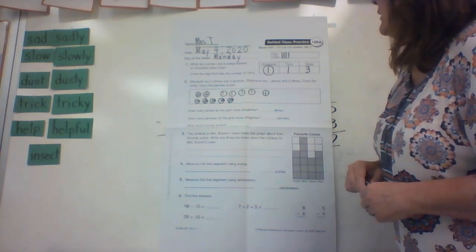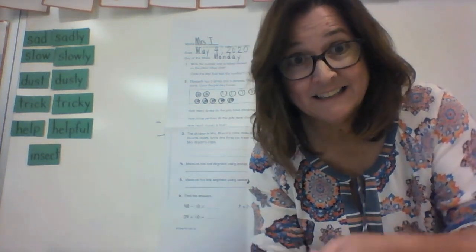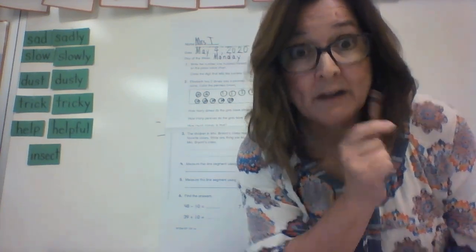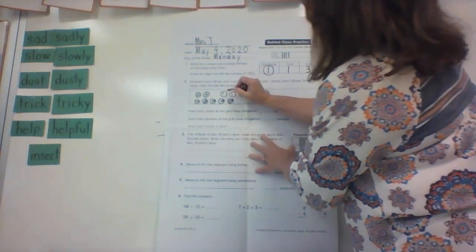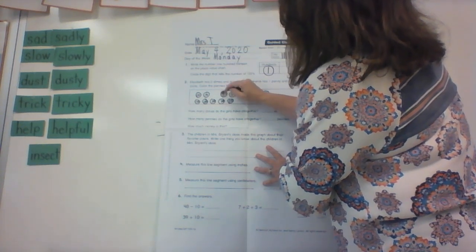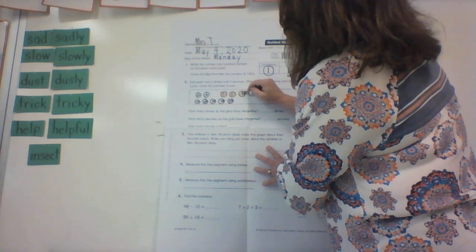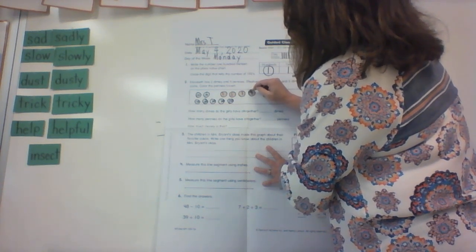Okay. Now we have to color the pennies brown. So get your brown crayon. Yep. And we have to color our pennies brown. All right. We know what the pennies are because we wrote the number 1 in the middle. So those are our pennies.